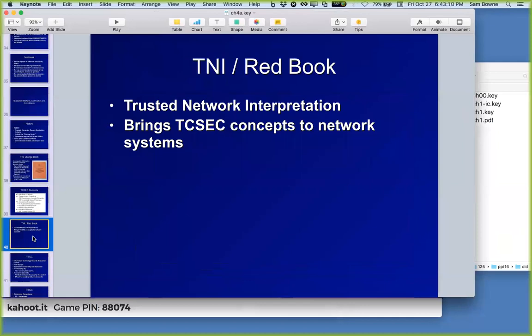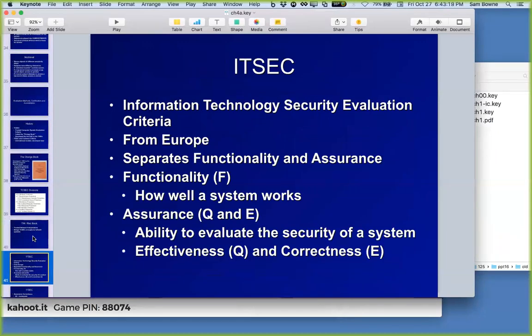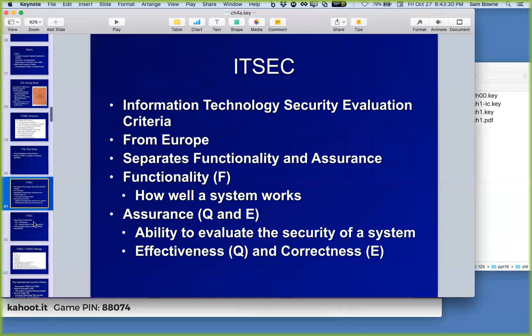So an alternative is the Red Book. This was the Red Book part of the series for networking in the same vein. And then there was ITSEC from Europe, which accomplished approximately the same job, but it had two levels, functionality and assurance levels. So you ended up with a different series of letters to describe this.